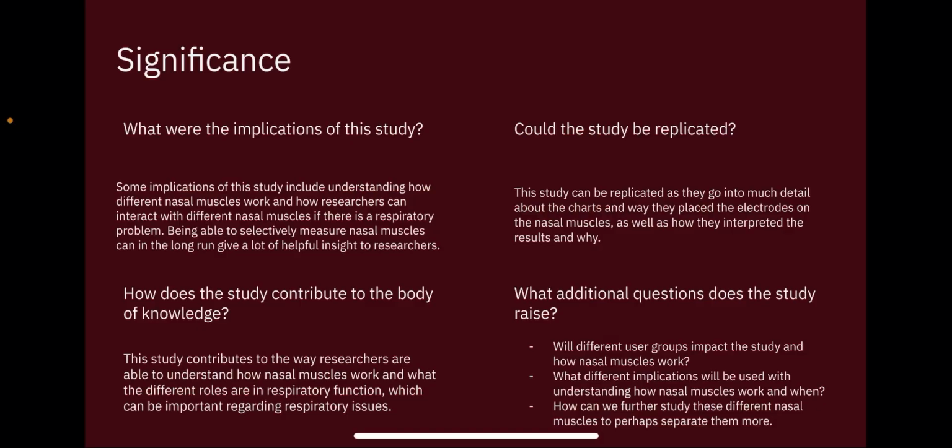Finally, the significance. Some implications of the study include understanding how different nasal muscles work and how researchers can interact with different nasal muscles if there is a respiratory problem. Being able to selectively measure nasal muscles can, in the long run, give very helpful insight to researchers. This study contributes to the way researchers are able to understand how nasal muscles work and the different roles that they can play. This study definitely can be replicated from the different charts and figures, as well as how they are interpreted and why. And there were some additional questions from the study.